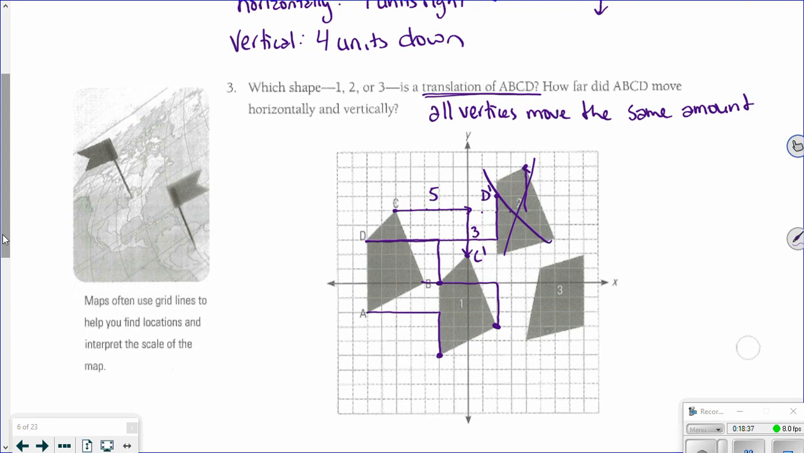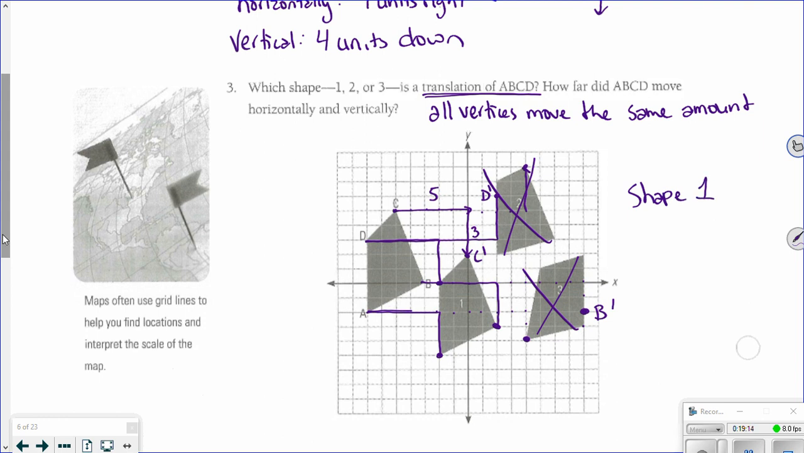And then I can check 3 as well, doing the same thing. I'm going to check from A and B maybe. So to get to this point here, I have to go 5, 6, 7, 8, 9, 10, 11, and down 2. This from B is going to be 1, 2, 3, 4, 5, 6, 7, 8, 9, 10, 11, down 2. My next point should be right there. It's not. It was down here, which means this is also not a translation. So shape 1 is a translation.